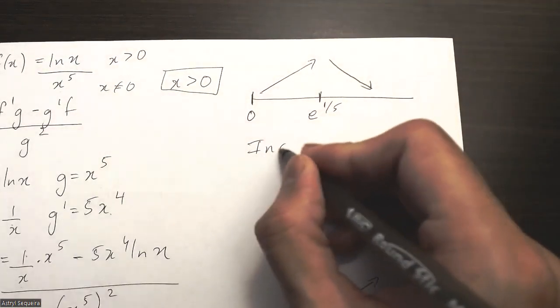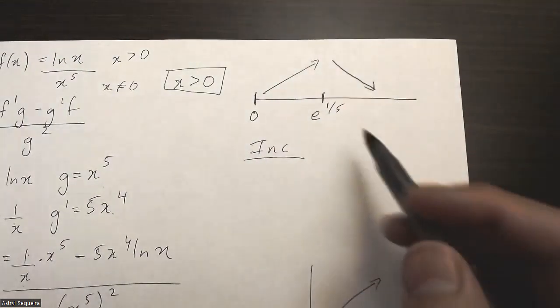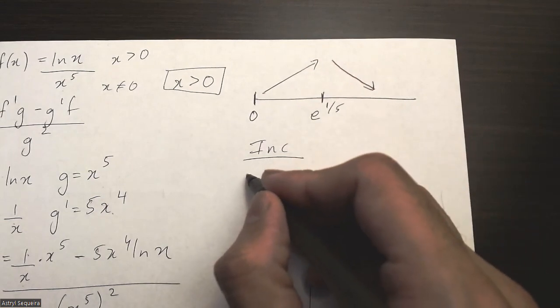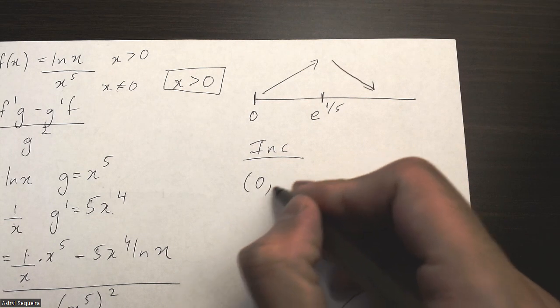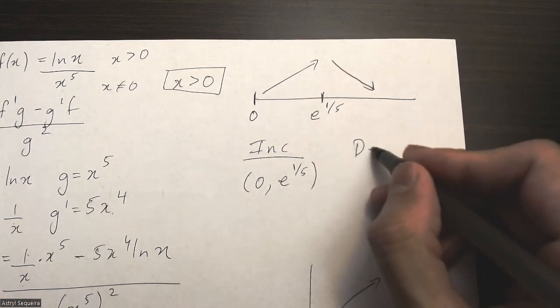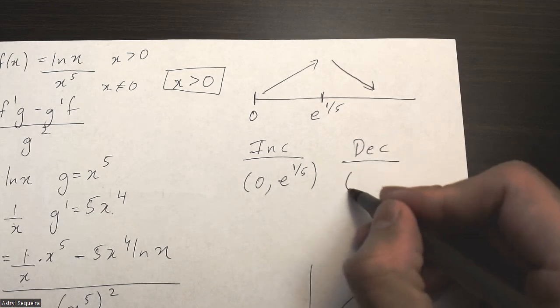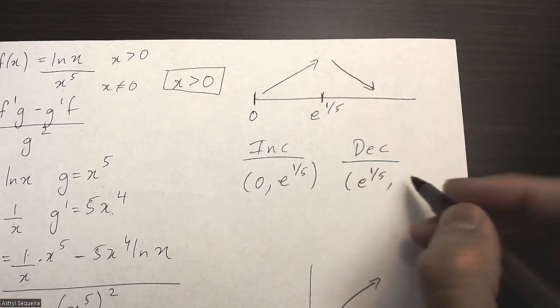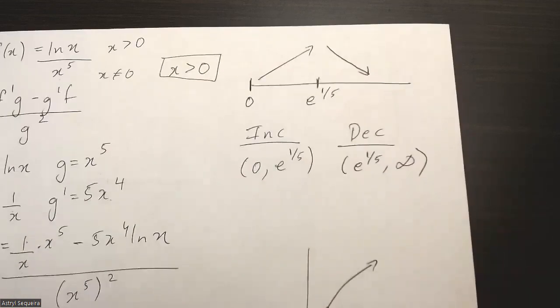So our intervals of increase, remember we only have one critical point. Our interval of increase is just from 0 till e to the power of 1 over 5, and our interval of decrease is from e to the power of 1 over 5 till positive infinity, because this graph goes all the way till infinity.